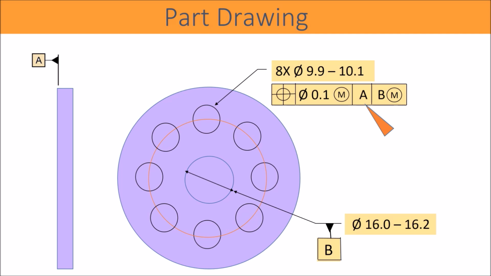The primary datum A is a bottom surface. The secondary datum B is a center hole of size dimension 16 mm to 16.2 mm. Now this is the symbol of maximum material boundary, or MMB. The learning objective of this video is the concept of maximum material boundary.